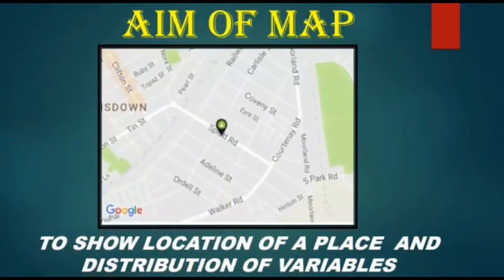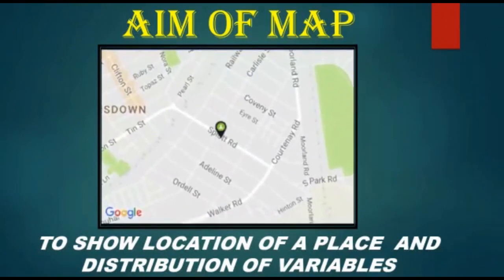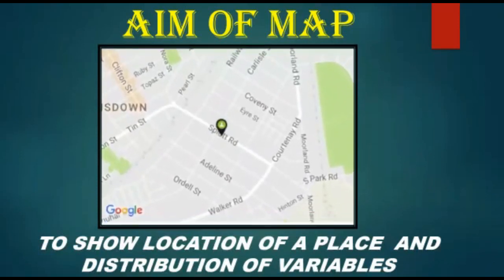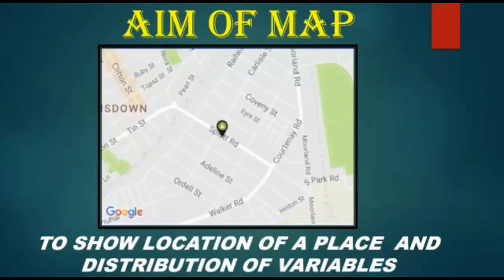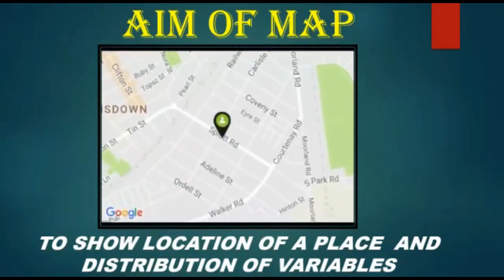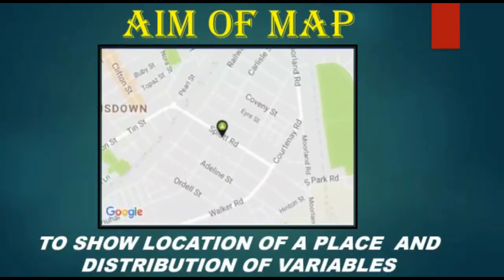We all know that we are using maps for various purposes. Let's take an example to understand. We often use them when we are traveling to towns or cities that we are not familiar with. Even newspaper reporters use maps to tell us where things are happening in the world or near our surroundings. So students, through this example, what do we come to know? We can say that maps help us to show the location. So we can say that the aim of the map is to show the location of a place and distribution of variables.